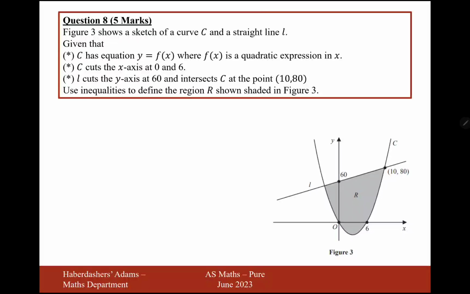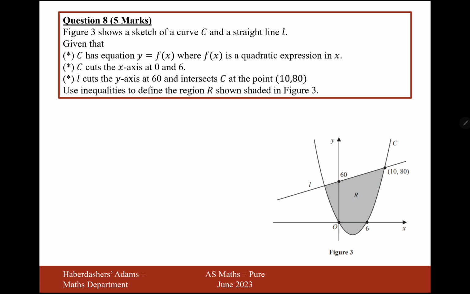So figure 3 shows a sketch of a curve C and a straight line L. Given that C has equation y equals f of x, where f of x is a quadratic, C cuts the x-axis at 0 and 6, and L cuts the y-axis at 60, and intersects C at the point (10, 80). Use inequalities to define the region R, shown as shaded in figure 3.